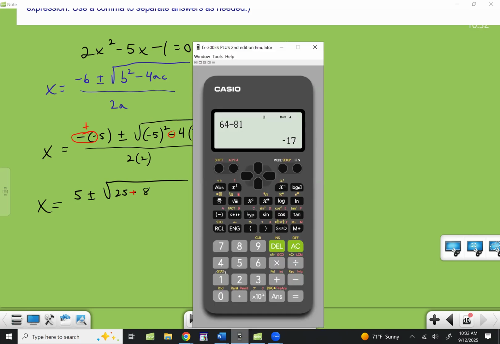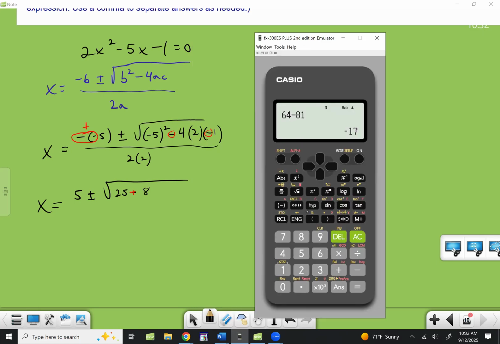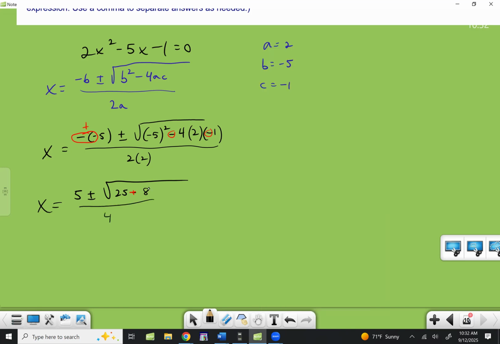Now you can do this square root part in your calculator. So if you want to just put that part in, parentheses -5, minus 4, parentheses 2, parentheses -1. See, it spits out, boom, 33. Well, yeah, if I do 25 plus 8, I will get 33. So if you're worried about the signs or maybe the number crunching, just go to your calculator.